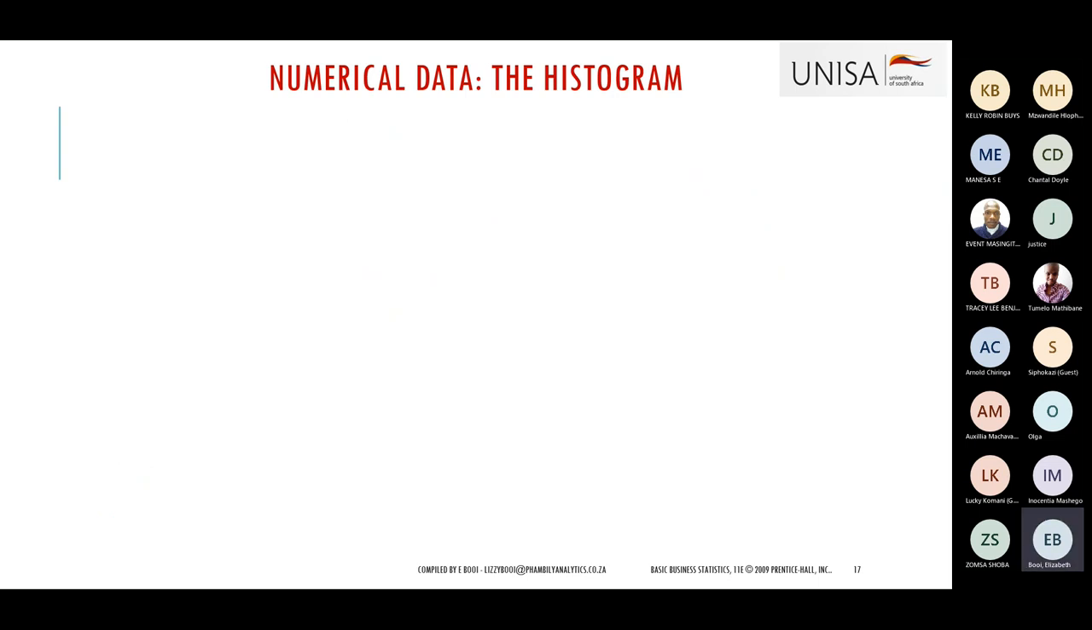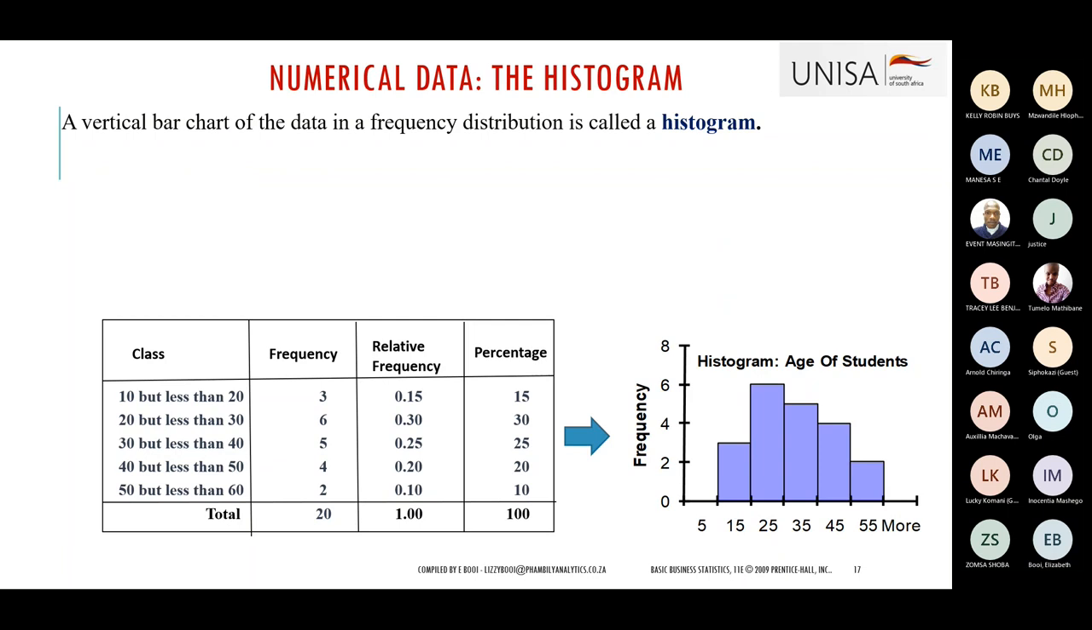Let's look at how we visualize this data from the frequency distribution. A histogram is a bar chart of numerical data. With the histogram, we take the classes as our categories. The values you see here are our classes. The values you see at the bottom are my midpoints. Midpoint between 10 and 20 is 15, because 10 plus 20 is 30 divided by 2 is 15. So these are midpoints.